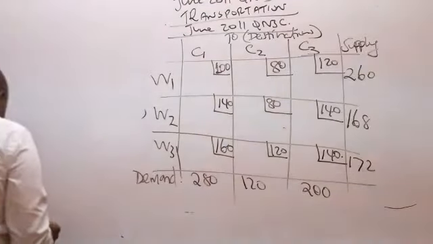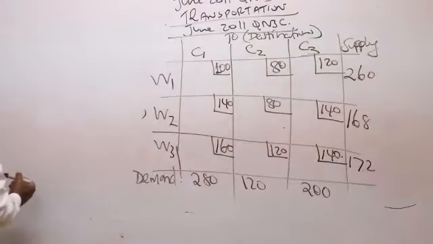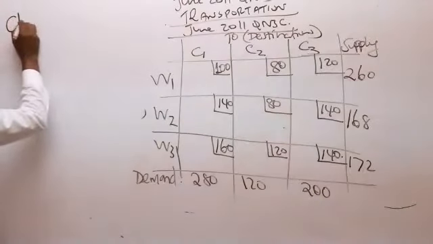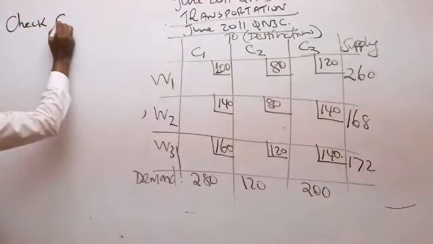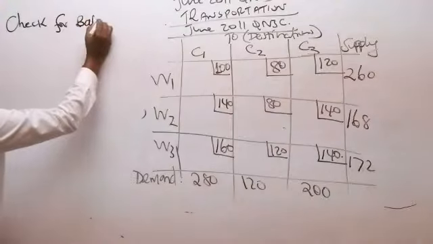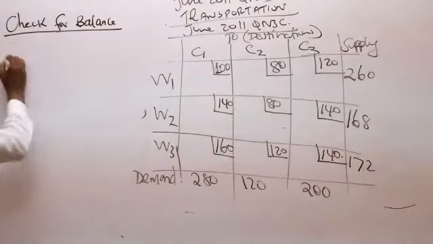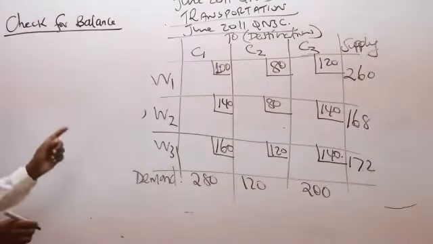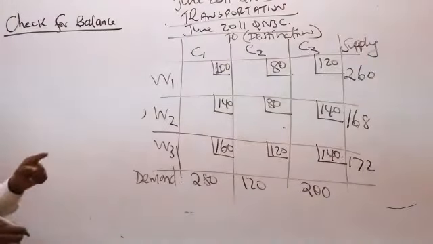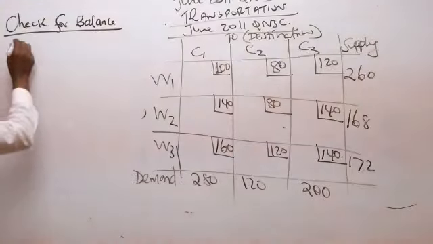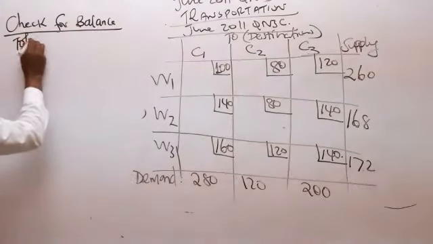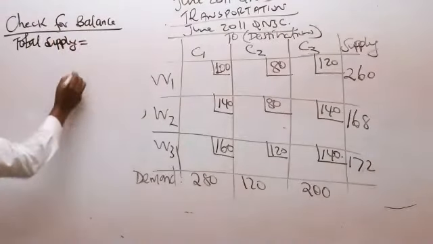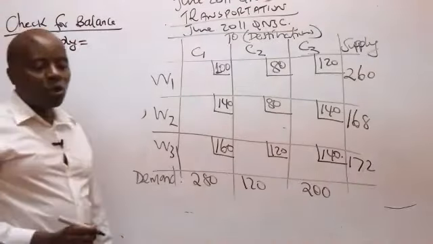Step number one, check for balance. So the question is, how do we check for balance? Pretty easy. To check for balance, normally we look for the total supply. So please go there and look for total supply.